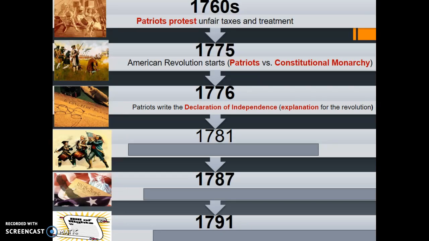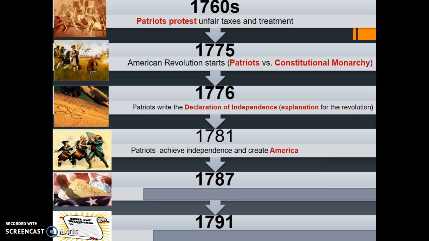Now in 1776, the American Revolution was still taking place. Nobody had won the revolution yet. But the Patriots decided that they needed to provide an explanation for why they had decided to revolt, meaning to go against the constitutional monarchy of their ancestors' country. So in 1776, 1 year after the revolution starts, the Patriots write the Declaration of Independence. The Declaration of Independence is simply a document explaining to the world why the Patriots had started the revolution.